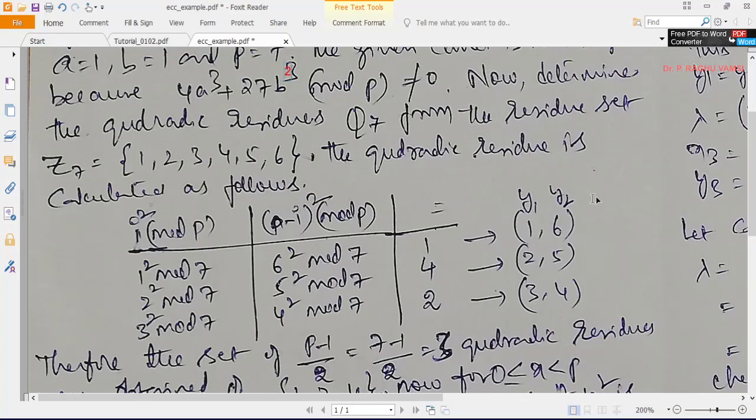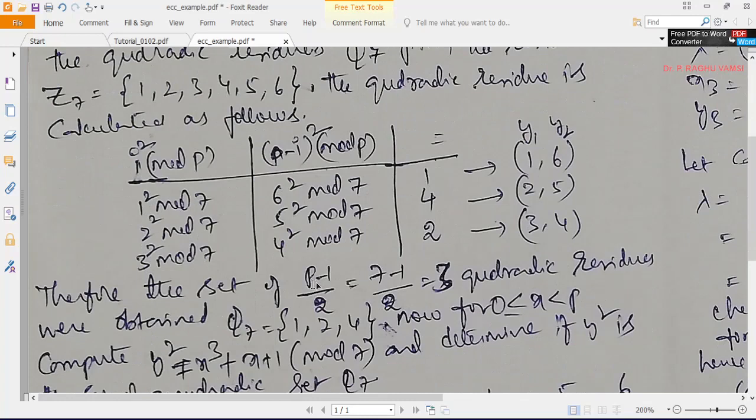So you keep these particular values like this. If p is the prime number that you have considered, the number of elements in the quadratic residue set will be p minus 1 by 2. Since I have considered the prime number as 7, 7 minus 1 by 2 is equal to 3. So you will get 3 quadratic residues. The quadratic residues obtained are Q7 equal to 1 comma 2 comma 4.